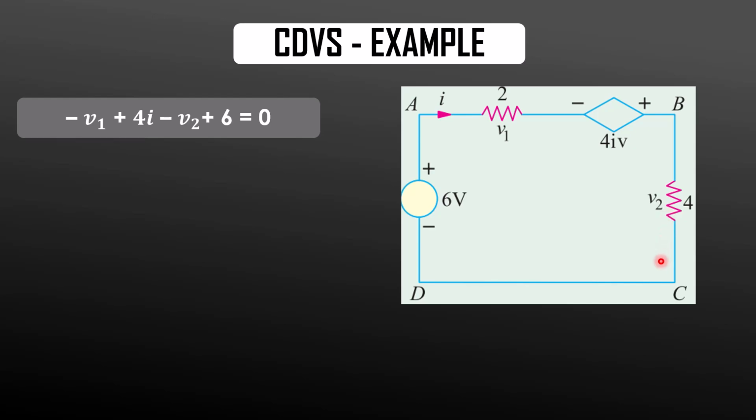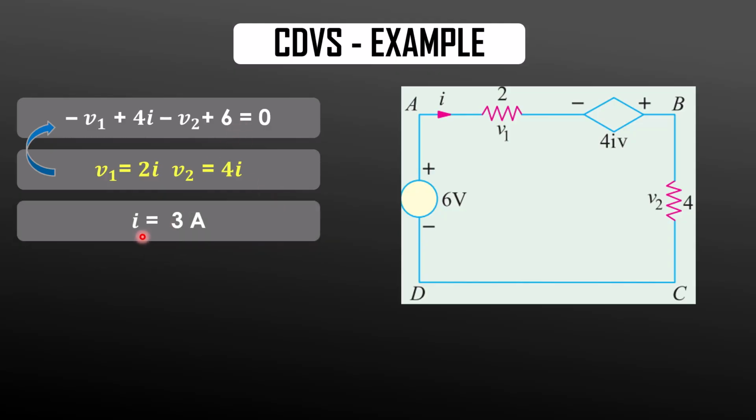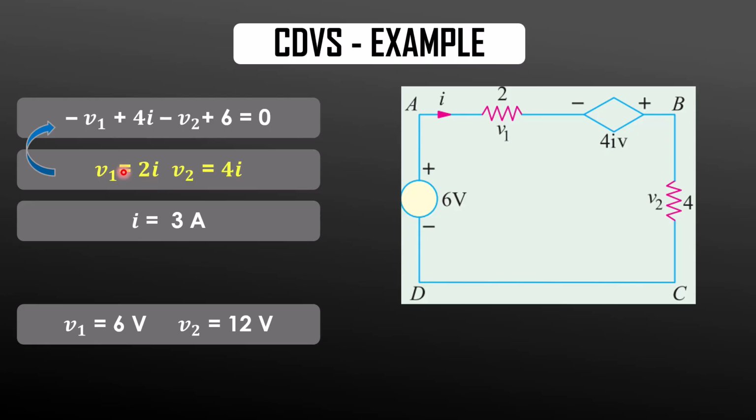Then comes minus V2 and then plus 6, and the sum of all the voltages in a loop is equal to 0. Now apply Ohm's law across this resistor and this resistor. The value of V1 across this resistor is equal to 2i, and the voltage across this resistor is equal to 4i. Putting the values of V1 and V2 into the main equation, the value of the current comes out to be 3 ampere. So this will be the series current that will flow in the entire loop. Now putting the value of this current into these equations, V1 comes out to be 6 volt and V2 is equal to 12 volt.